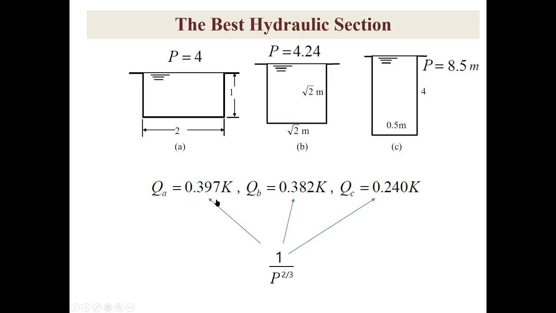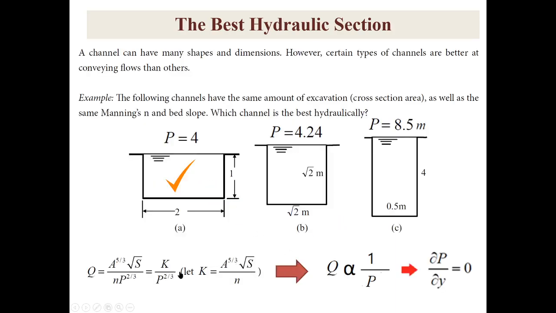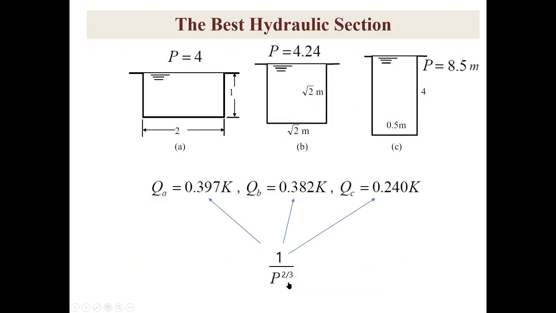If you compare the coefficient of K, here you see the coefficient of K is 1 over P to the power of 2/3. Therefore, here 1 over P to the power of 2/3 equals 0.39, which is higher than the others. Therefore, this cross section provides the maximum discharge for the same area with the same slope and with the same cross section.